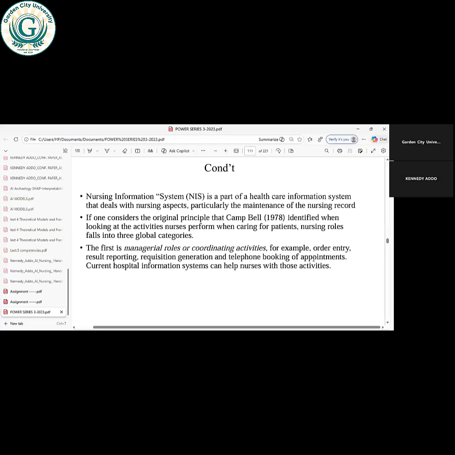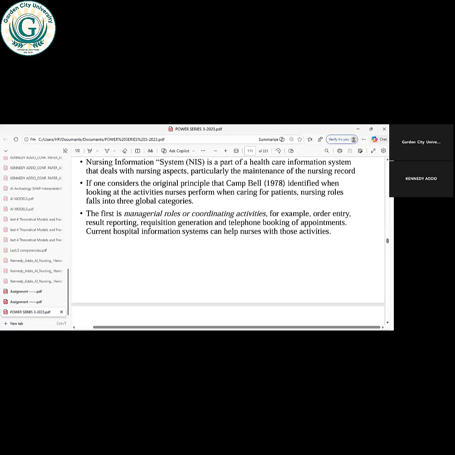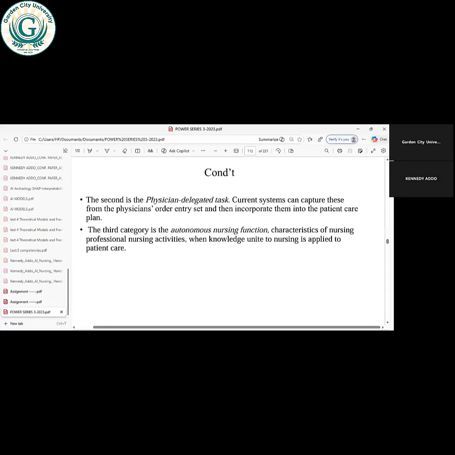The pharmacy system is also tied to the electronic health records, where nurses can also request special drugs, those urgent or emergency drugs, right? All of them are part of what? Managerial or coordinating activities. And then if you also want to put somebody down for an appointment, it is also part of what? Managerial or coordinating activities. Now, the second one is physician delegated tasks. The current system captures these from the physician's order entry set and then incorporates them into the patient care plan. The third one is what?